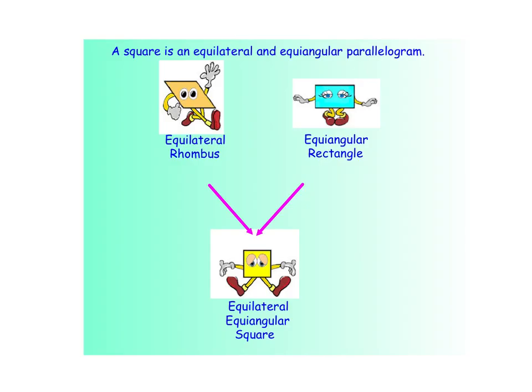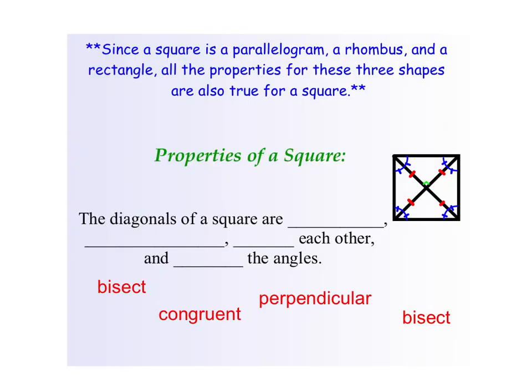Special properties of a rectangle. Let's continue. We've talked about this before, but a square is a combination of both a rhombus and a rectangle. Therefore, the square is not called an equilateral and equiangular parallelogram because that takes too long to say. It's called a regular parallelogram. Regular. Those two properties combine, and we use the word regular. All right, let's continue with some examples. Since a square is a parallelogram, a rhombus, and a rectangle, all of the properties for the three shapes are also true for the square.